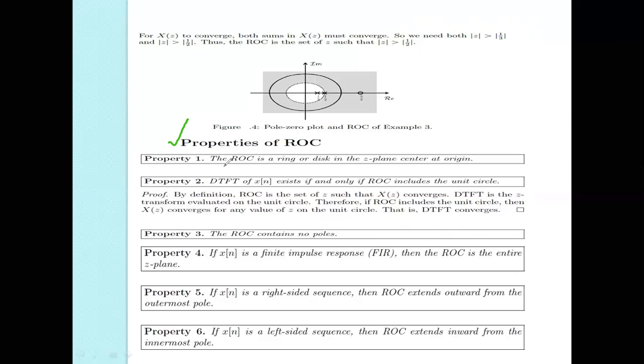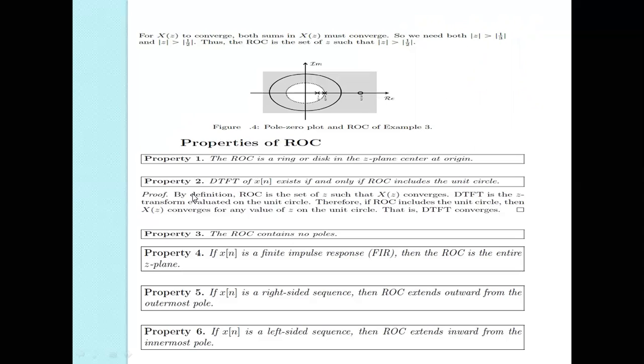So the first property says that the ROC is a ring or disk in the Z plane, centered at the origin. See, in the Z plane we can take R as a radius and draw it with the center at the origin, the unit circle. It is 1 or 1/2, depending upon the value. So actually we are always taking the default, the unit circle.